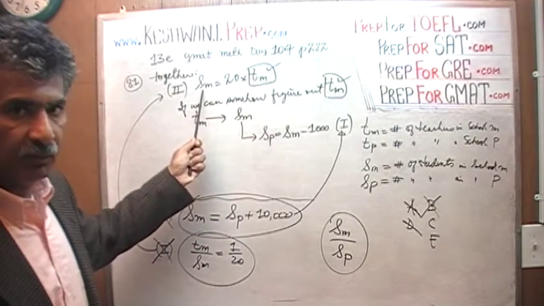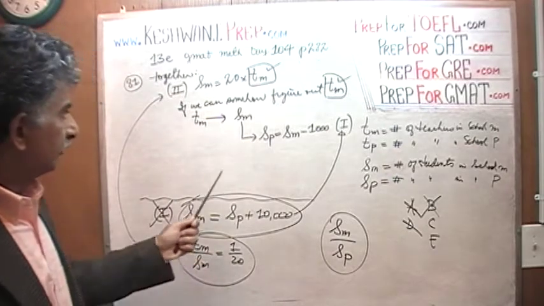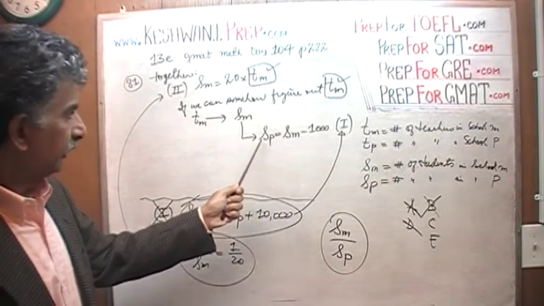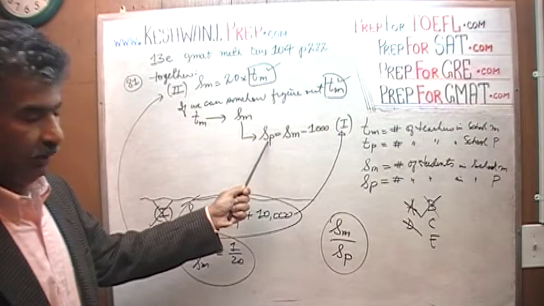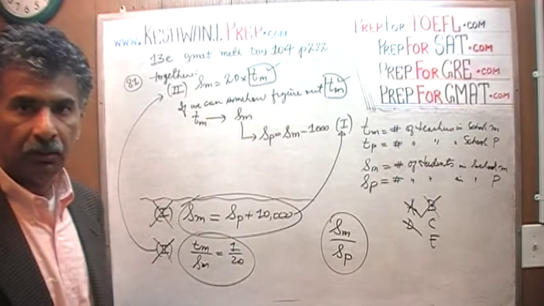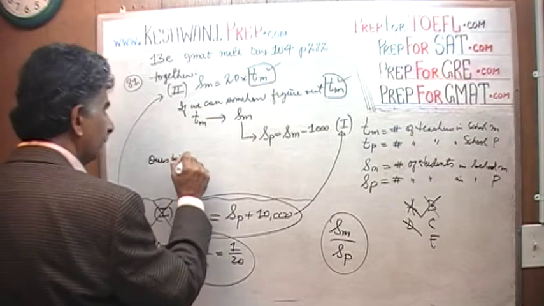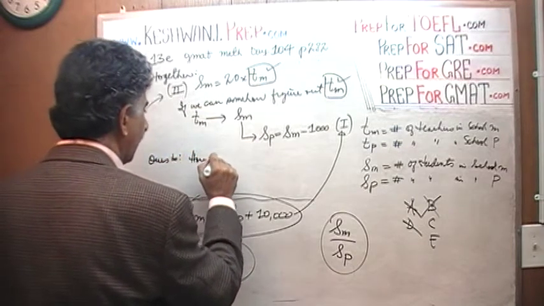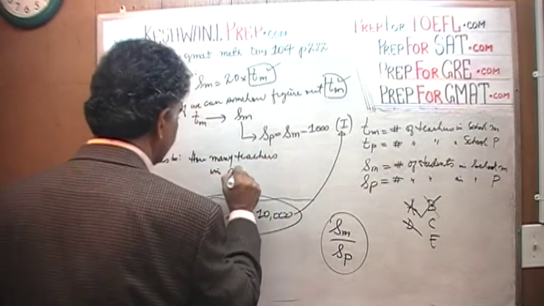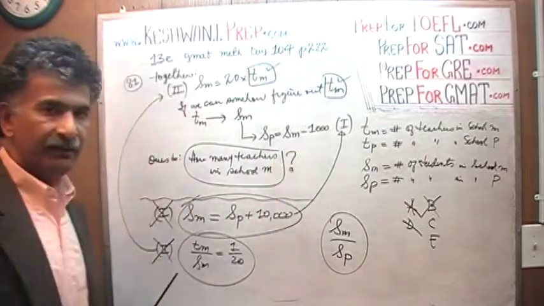Once we have the number of students in school M, we can use the first statement. The first statement tells us the number of students in school P is 10,000 less than the number of students in school M. So we can figure out the number of students in school P. And once we have the number of students in school P and the number of students in school M, we can figure out our ratio. But the question is: how many teachers in school M? How many teachers in school M? That is the question mark.